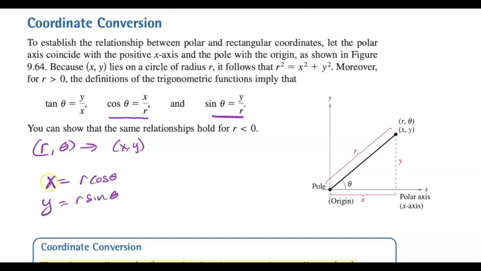If I give you a polar point and you want the rectangular, all you have to do is plug into this formula, because it all comes from making a triangle. Make a triangle and basically solve for x and solve for y.